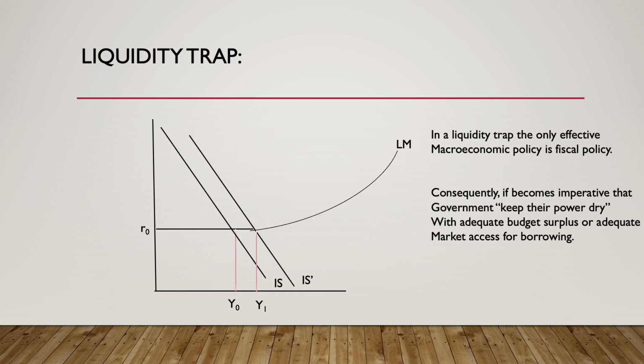Consequently, it becomes imperative that governments, quote unquote, keep their powder dry. This means they're going to maintain adequate budget surpluses or adequate access to financial markets for borrowing. If the debt limit has been reached and international markets do not think that buying government debt is attractive, then there simply will be no room for fiscal policy, and in a liquidity trap, there's no effectiveness of monetary policy. So that could be a very bad situation for a country to have lost its fiscal and monetary policy through mismanagement of debt levels.